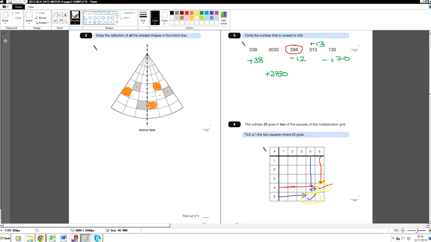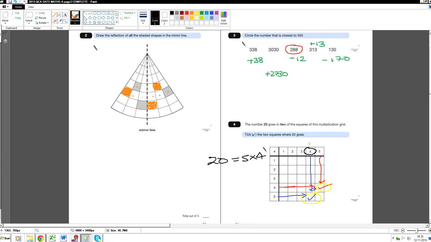Question number 4. The number 20 goes into 2 of the squares of this multiplication grid. Now, how do you get 20? 20 is made up of, okay, I think I'm going to do a bit of notes on here as well. Let's just see. I'm going to annotate on here on this video. Okay, 20 is equal to, where we go? Let's say this. So 20 is equal to 5 times by 4.